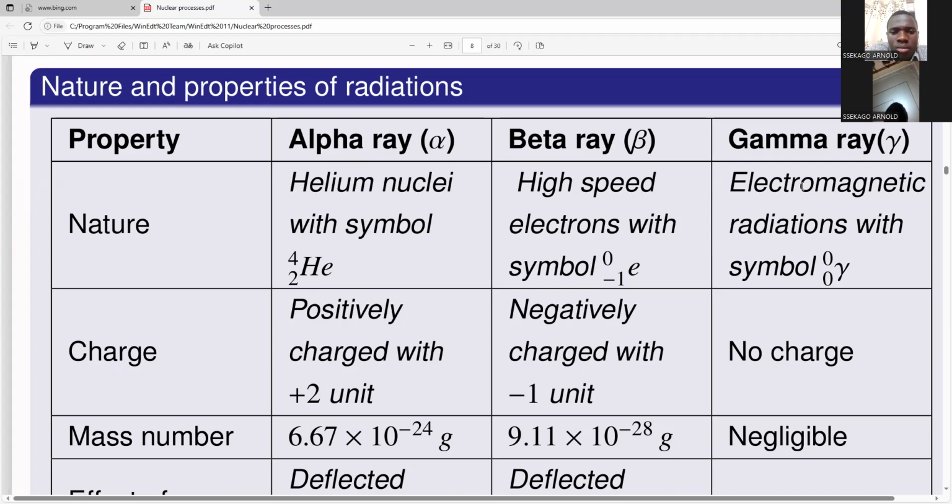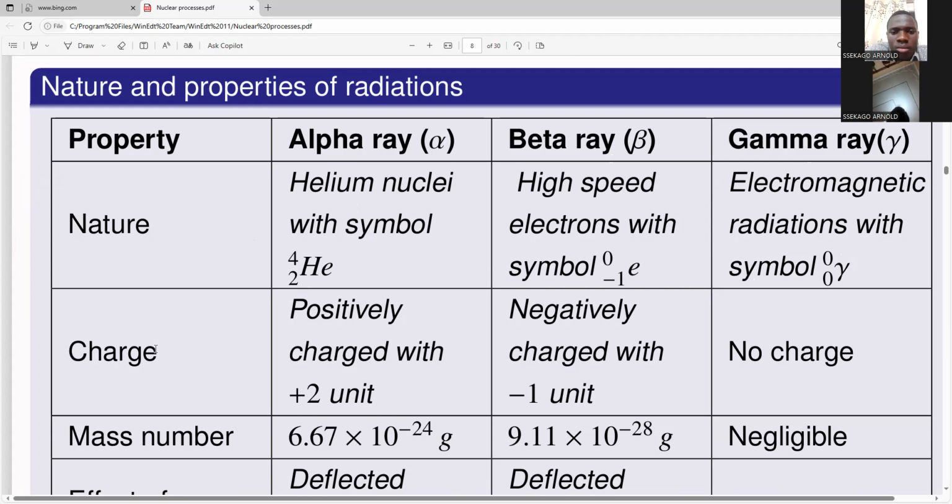Then for gamma rays, we basically look at electromagnetic radiations. And for them, they have this symbol. They can include television and radio waves. Those are the gamma rays. So that is the nature of these radioactive particles. Recall, alpha rays are helium particles, and helium is an element of the periodic table. Beta rays are high-speeding electrons that have this symbolic representation. Gamma rays are electromagnetic radiations. You can think about radio and television waves.